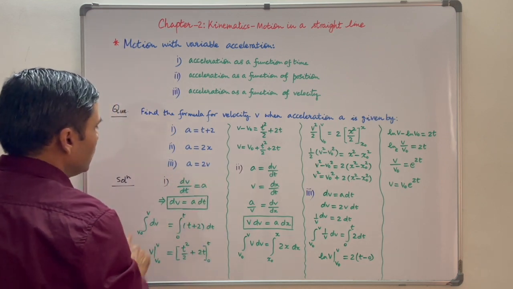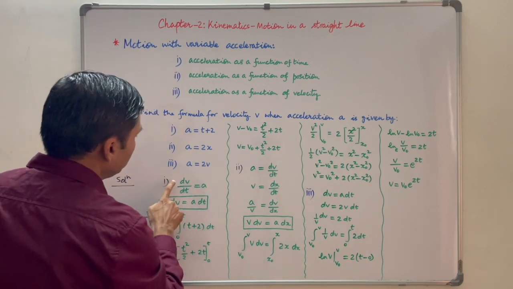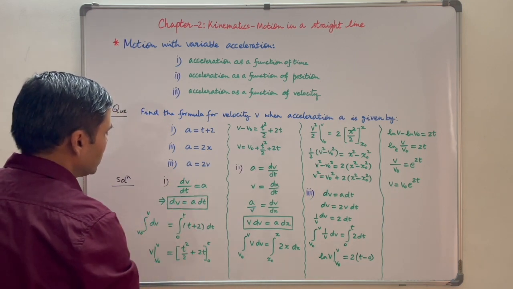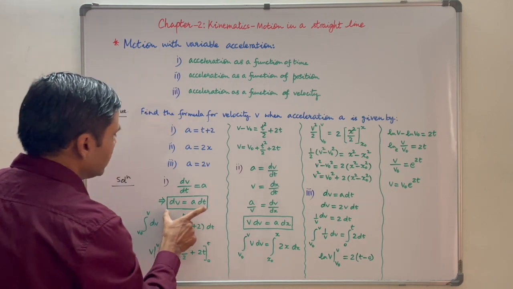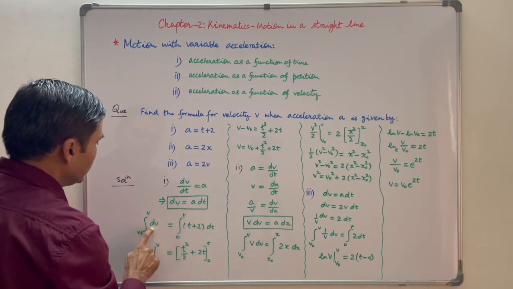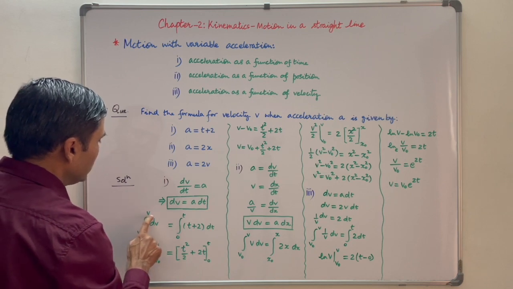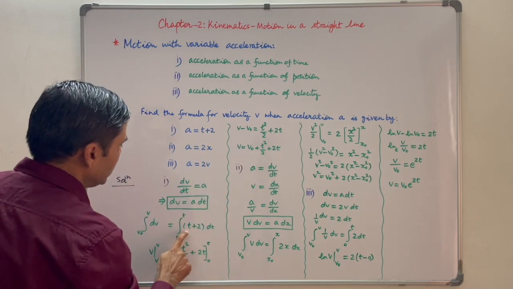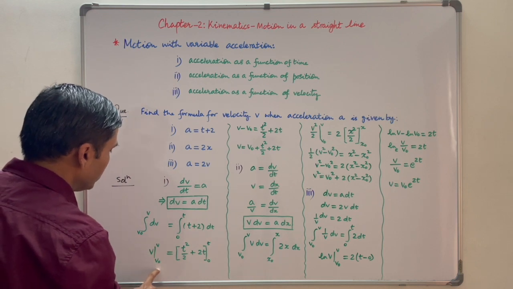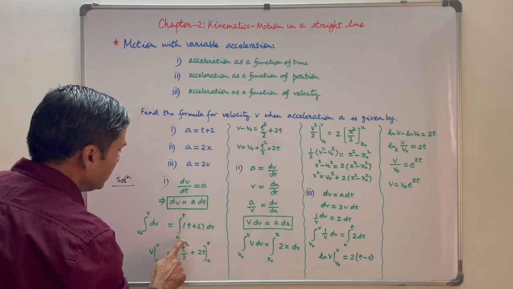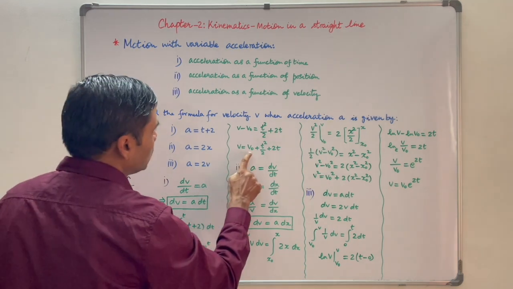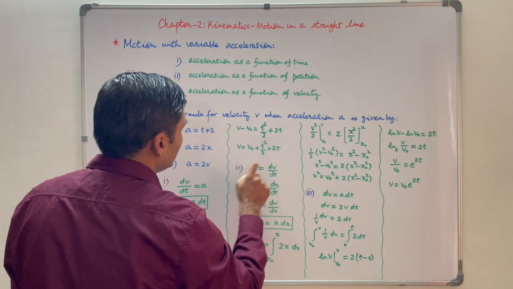First part, we know that dv by dt is equal to a, which means dv is equal to a dt. You need to remember this formula. Now integrating both the sides within limits, integration of dv within limits v0 to v is equal to integration of a dt. A is given as t plus 2, so integration of (t plus 2) dt within limits 0 to t. So v within limits v0 to v is equal to t square by 2 plus 2t within limits 0 to t. That means v is equal to v0 plus t square by 2 plus 2t.